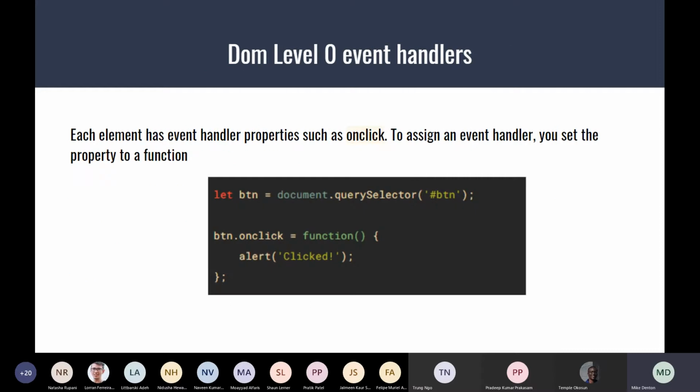That's a lot to say. So, level 0 event handler. These are called level 0. This is a version of the spec that was a lot older. If DOM level 3 was 2015, this would be probably like 2000.